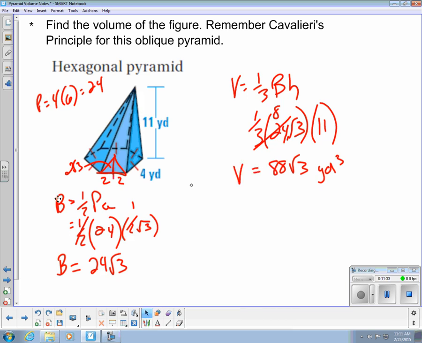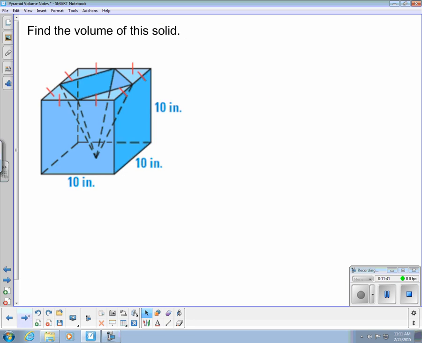So oblique prisms work just like any other prisms. You just have to look for the height in the picture. If they don't have it, you might have to do some work to find it. All right, so here's a little bit more of a complex figure here. We're going to work on finding the volume of this solid with a hole that's a pyramid-shaped hole in it.